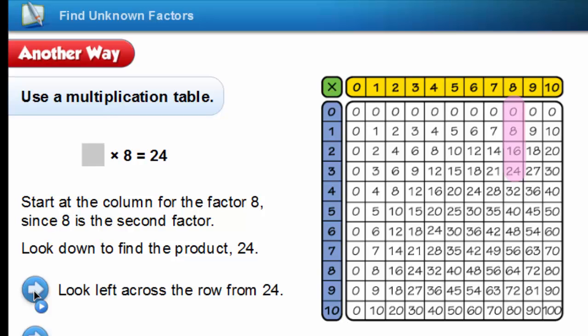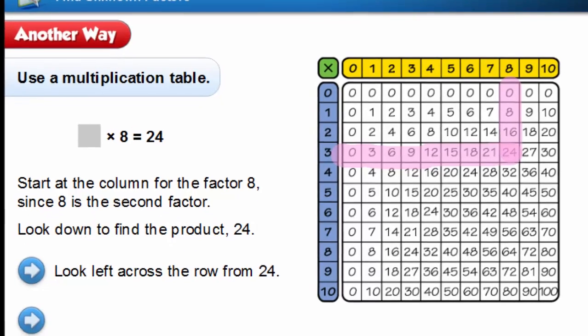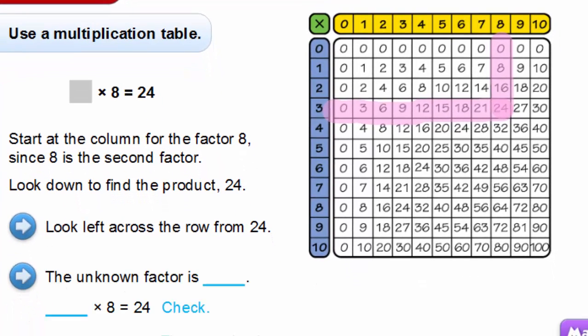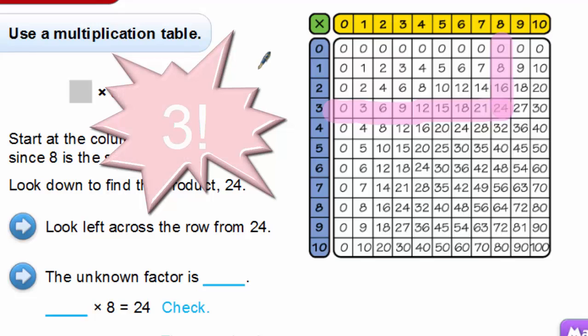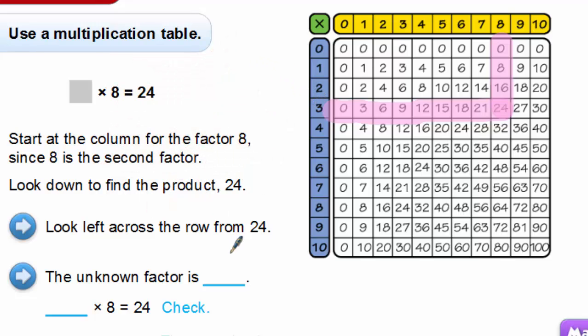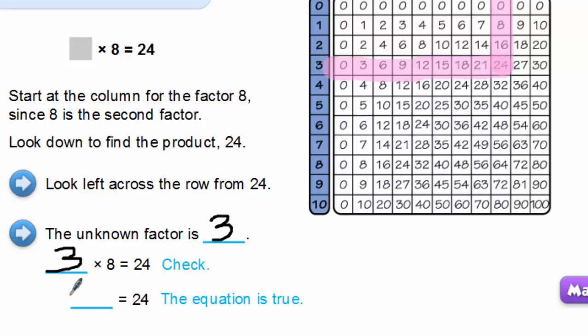Now, we're going to look left across the row from 24. So we're going to go from 24 and go left all the way until we get to the other factor. The unknown factor is what? Ding, ding, ding, ding, 3. So 3 times 8 equals 24. 3 times 8 is 24. 24 equals 24. The equation is true.